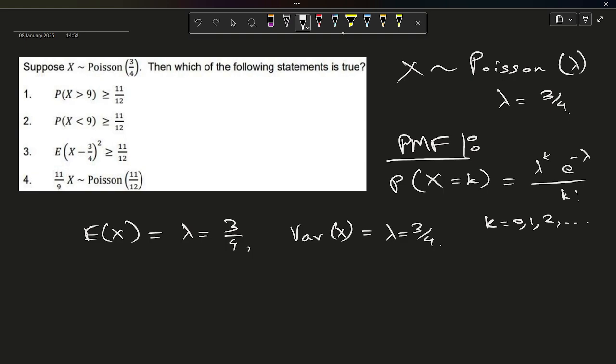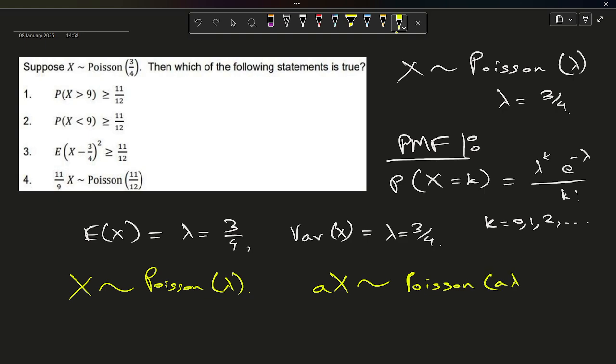Now the scaling property. If x can be approximated by Poisson lambda, then ax can be approximated by the Poisson a lambda only if a is an integer. Otherwise, it does not hold. So now we are going to evaluate each statement.